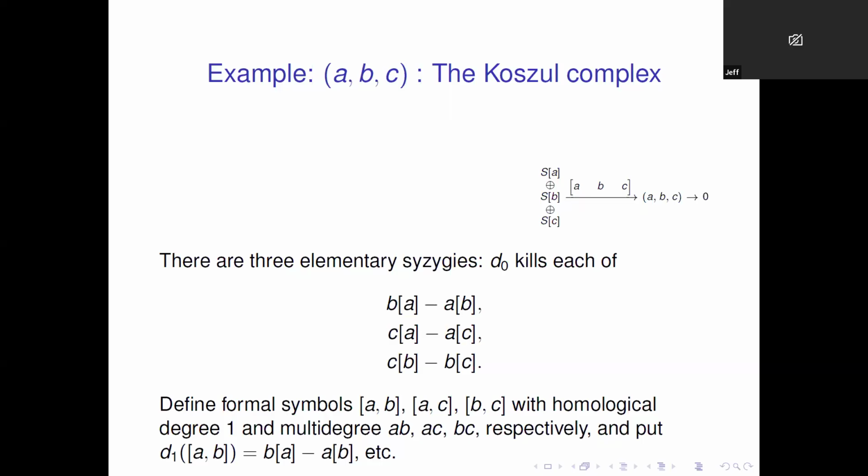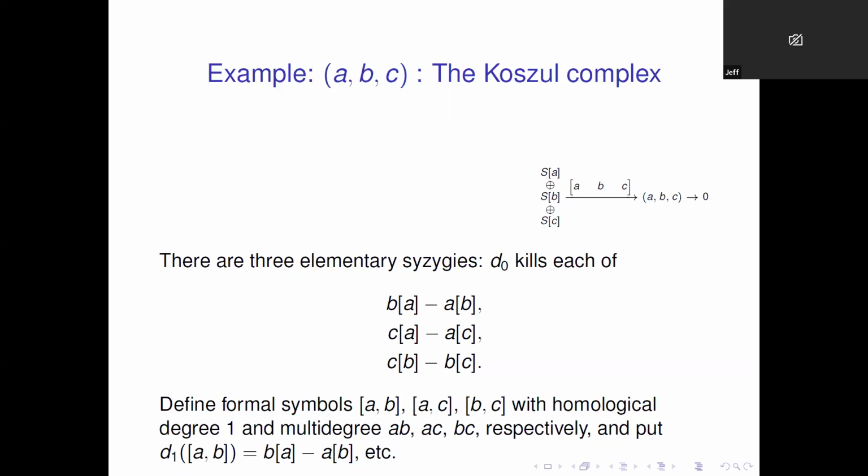So for the next stage of the resolution, I need to have something that hits each of those elements in my first free module. So I'm going to again define formal symbols. We'll call them by pairs AB or AC or BC. They're going to have now homological degree 1, and their multidegrees are forced. B times bracket A has multidegree B times the multidegree of bracket A, which is to say AB. So that symbol AB must also have multidegree AB, and similarly for the others.